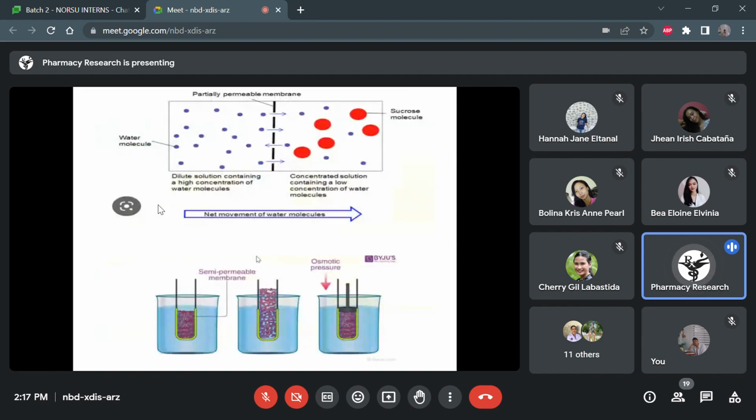As you can see in the picture, there is a water molecule that passes through the semi-permeable membrane into a concentrated solution containing a low concentration of water molecules. Compared with osmotic pressure, the flow is balanced and equal because of the osmotic pressure. The picture above shows the process of osmosis, passing through a semi-permeable membrane.